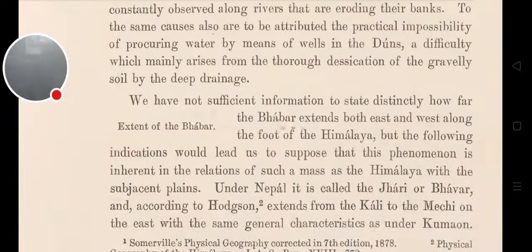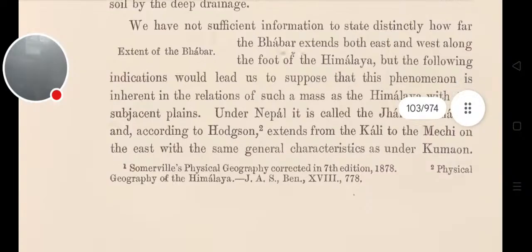Extent of the Bhabar. We have not sufficient information to state distinctly how far the Bhabar extends both east and west along the foot of the Himalaya, but the following indications would lead us to suppose that this phenomenon is inherent in the relations of such a mass as the Himalaya with the subjacent plains. Under Nepal, it is called the Jari or Bhavar, and according to Hodgson, extends from the Kali to the Mechi on the east with the same general characteristics as under Kumaon.